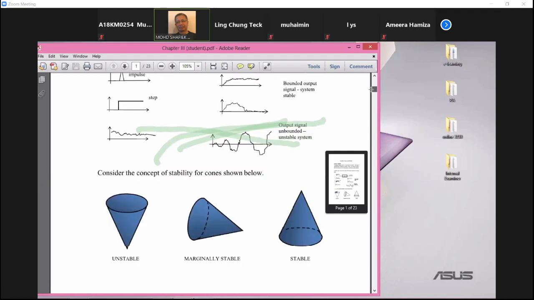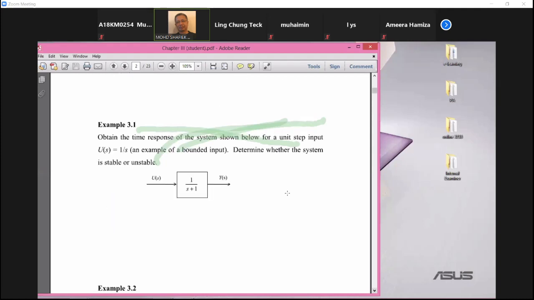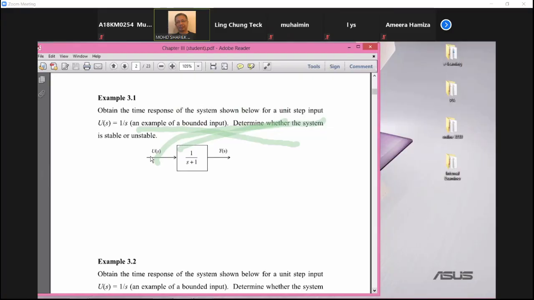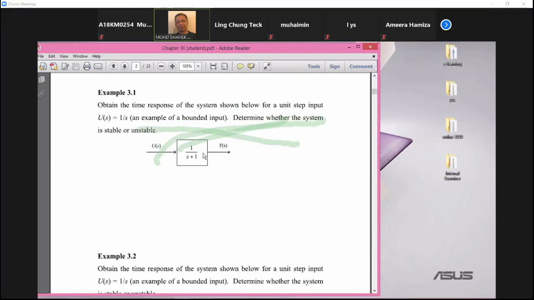Forget about that. Let's take a look at example 3 and example 3.1 and example 3.2. So we have this system.